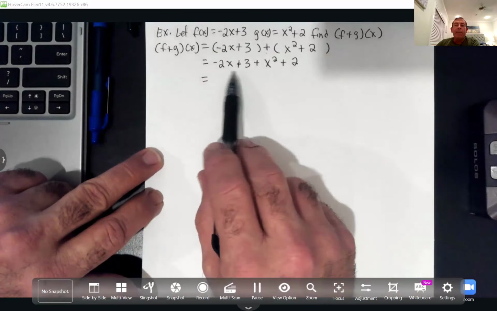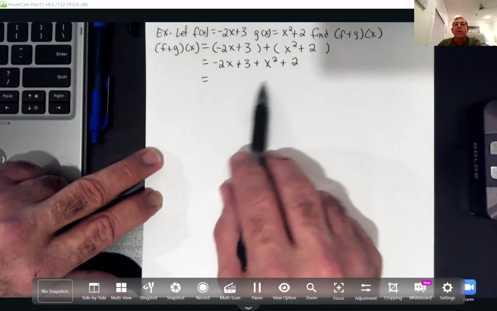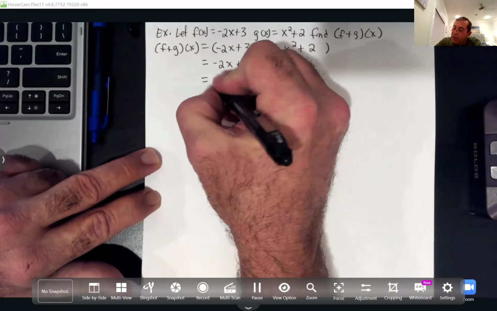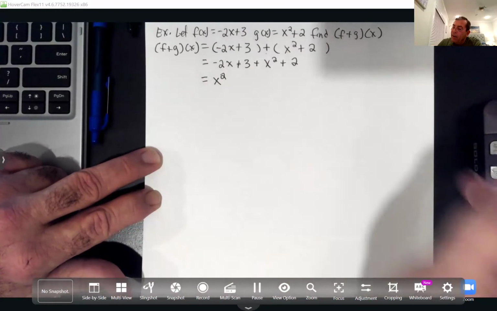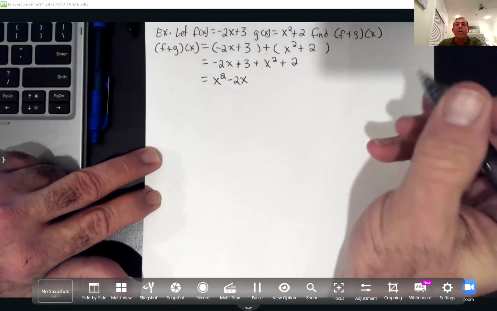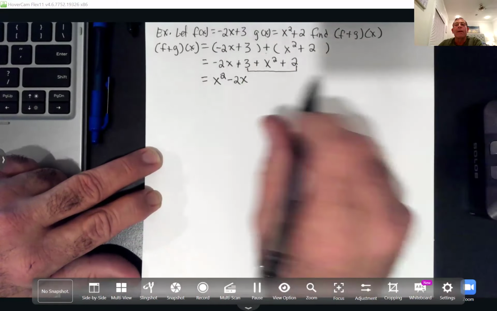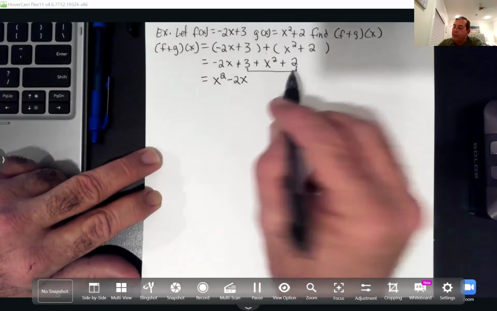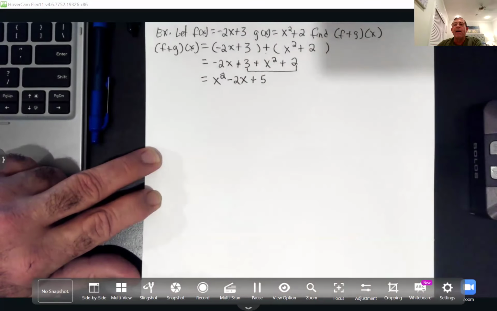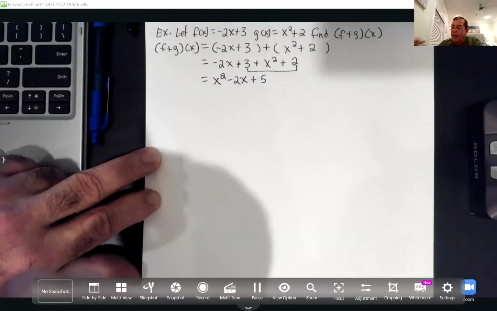Now, at this point, I'm going to add like terms and put mine in descending order. So the highest exponent is the x squared, so I'm going to bring it down first. Next, I would put that negative 2x. But then I got like terms on the numbers. I got a positive 3, positive 2. That's going to give us a positive 5. And y'all, no more like terms. So final answer.